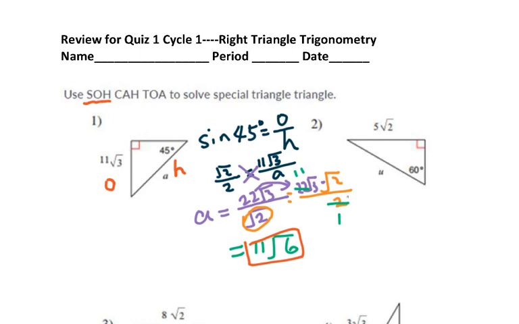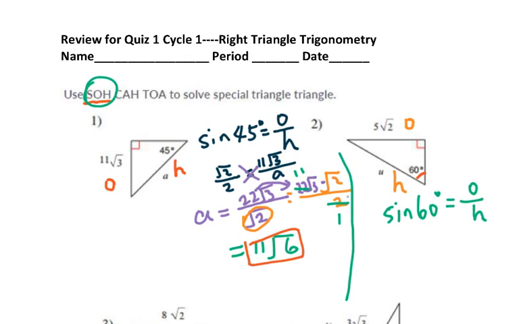For number 2, here is a 60-degree right triangle, and we are given opposite side and then hypotenuse side. So still we need to use SOHCAHTOA. So I set up like this. Sine 60 degree equals O over H. Then I plug in numbers. Square root of 3 over 2, that's sine 60, equals O will be 5 square root of 2.